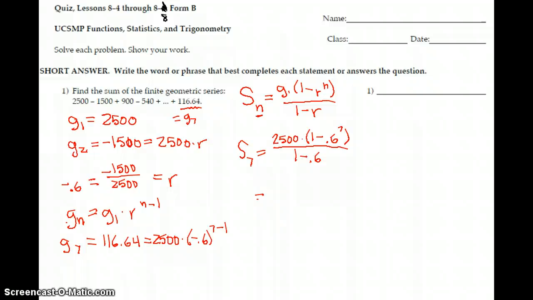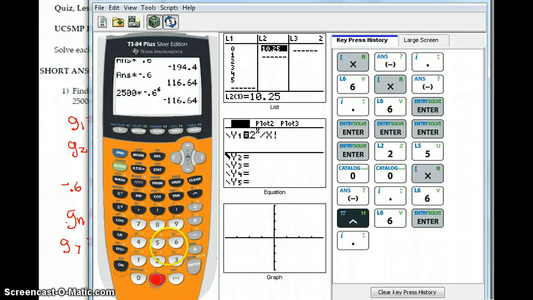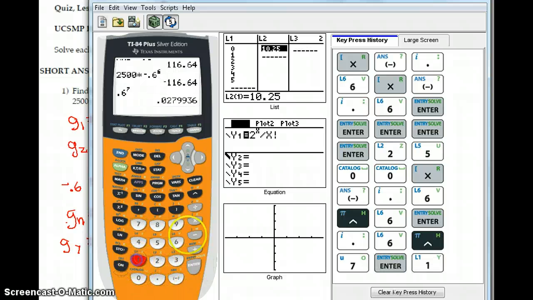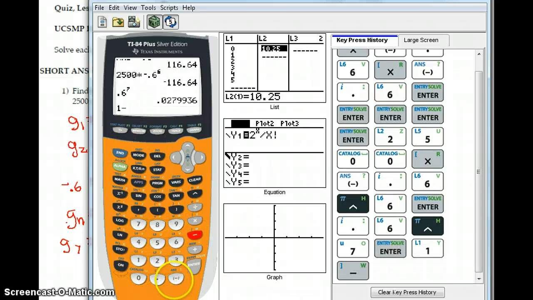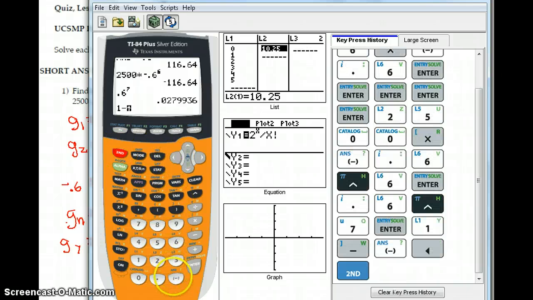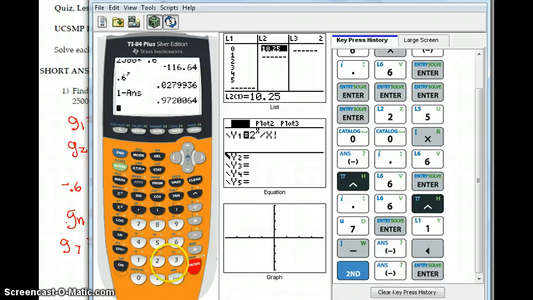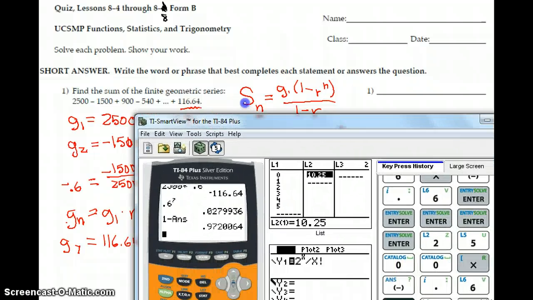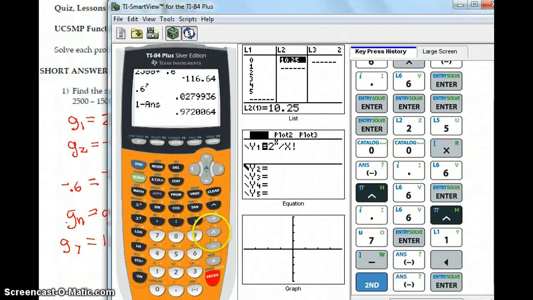Calculator. Do the exponent first. This is negative 0.6 to the 7th power. Let's take 1 minus that. Not 1 minus negative that, you crazy calculator. Second answer, there we go. 1 minus that, okay. So I take that, look back at what I'm doing here. I've done the 1 minus now, and now I multiply that times 2500.